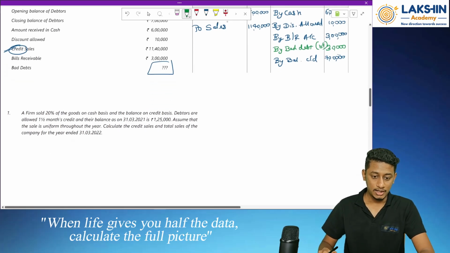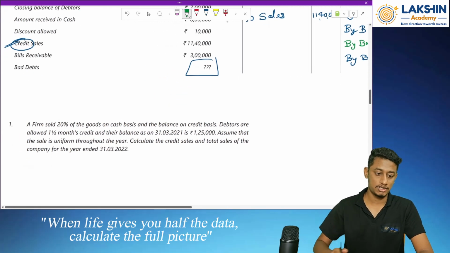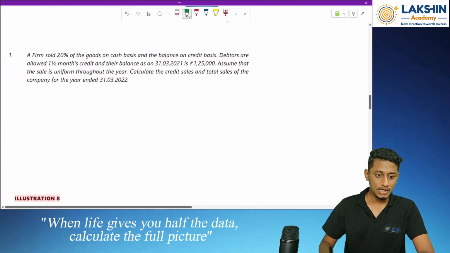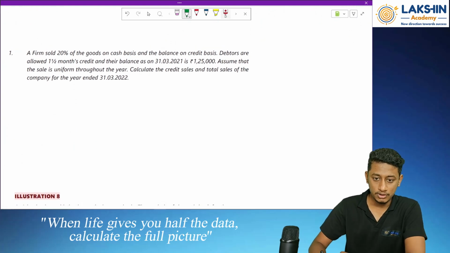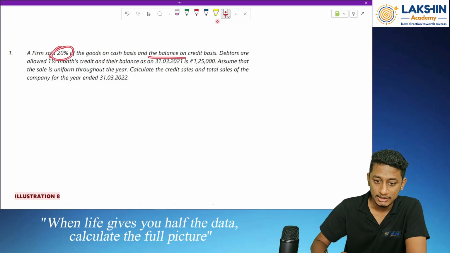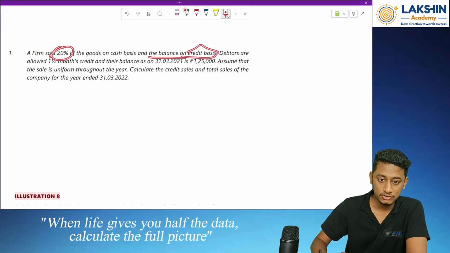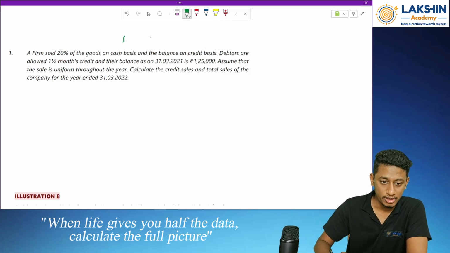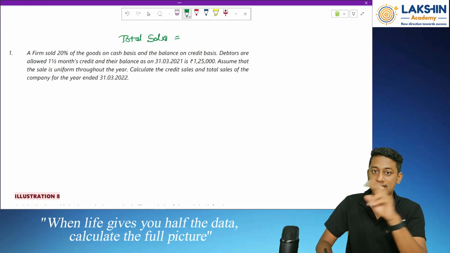Let's see. Before that, one more small exercise question you have. That is, a firm sold 20% of the goods on cash basis. Okay, whatever goods it sells, it's 20% on cash basis. The balance is on the credit basis. Okay, fine. So basically just remember a formula. Whatever total sales we have will generally be divided into two categories.